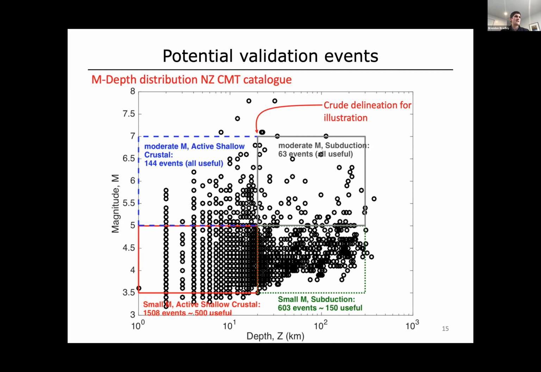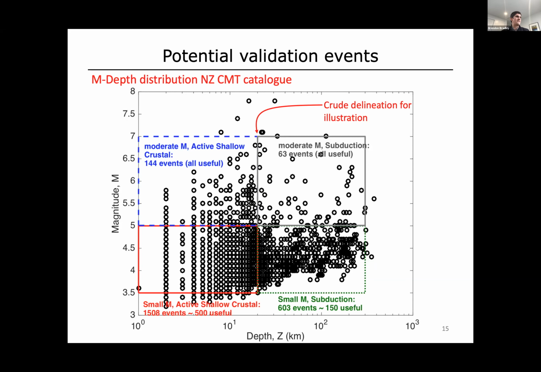Taking a look at that data set as a whole, it can be useful to discretize the entire data set into different groups. You can see that I've annotated 4 different groups here, using approximately a depth of 20 kilometers as a crude delineation for active shallow crustal versus subduction events, and then delineating also in terms of magnitude, where magnitude 5 is somewhere around the boundary. Events below that are small enough that you can either use a point source assumption, or if a finite fault is used, the details or the geometry of that finite fault is not particularly important.